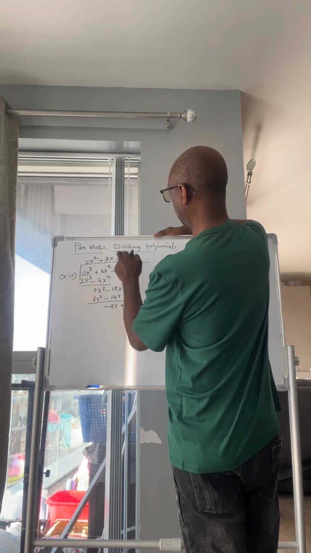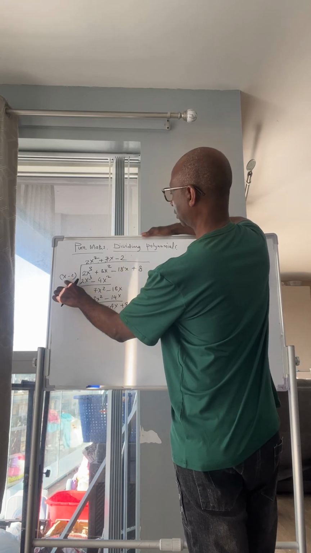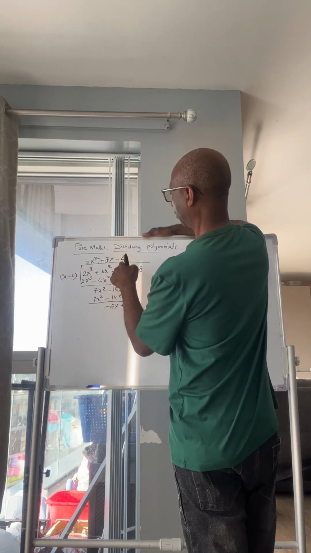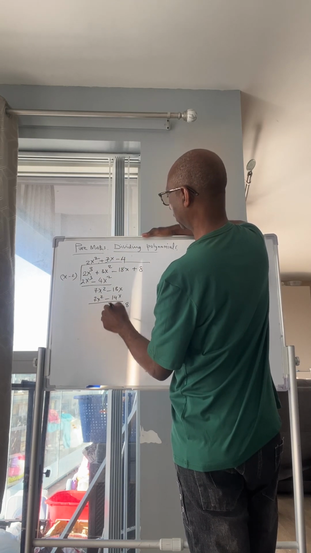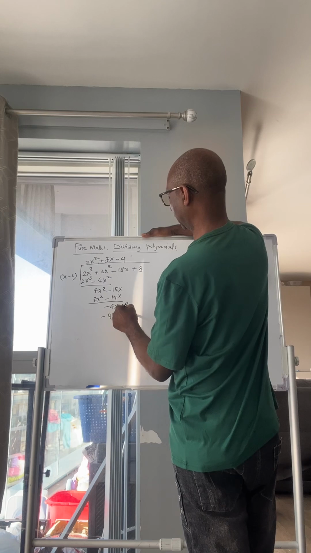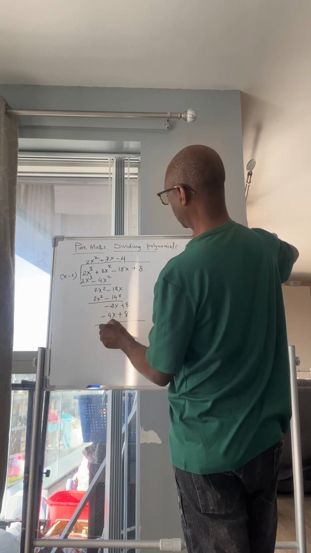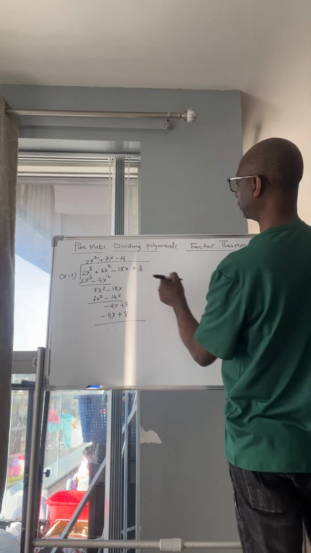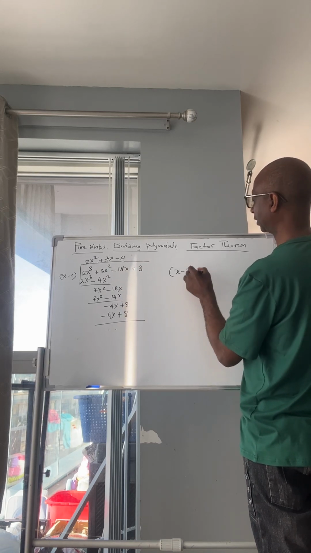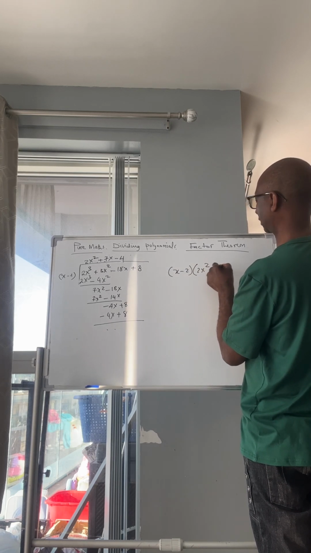Minus 4 times x, minus 4x. Minus 4 times minus 2, plus 8. So this cancels, this cancels. So now you have your polynomial here. Now your answer, factorized completely, is x minus 2 into 2x squared plus 7x minus 4.